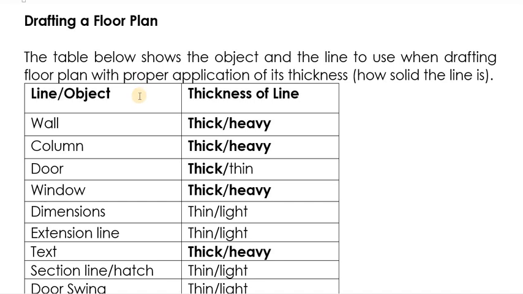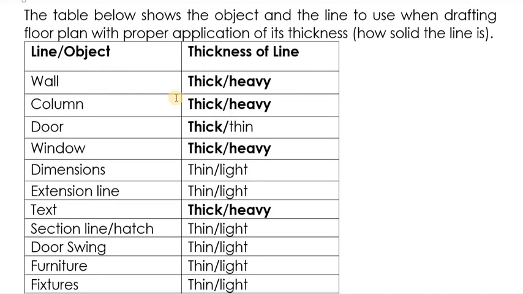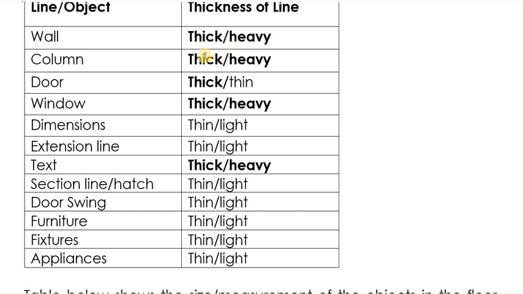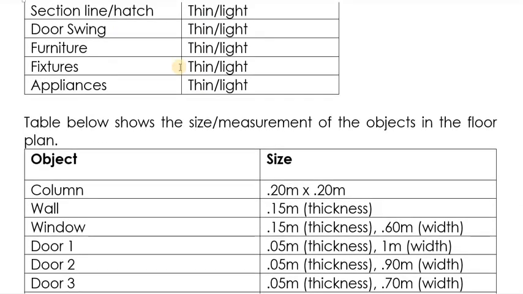Okay, so the table below shows the object and the line to use when drafting a floor plan with proper application of its thickness, meaning how solid the line is. So for the wall, you need to use a thick line, heavy, because that is a visible line or object line. Column, heavy or thick, and then door, it can be thick, it can be thin. Like a window, thick, heavy, dimension, and so on and so forth. So just follow the line weights given here in the table.